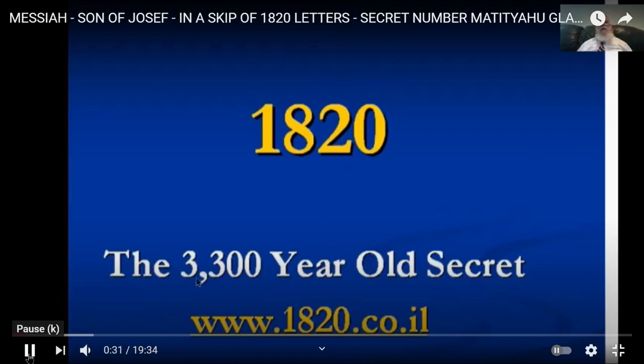As you see, it is a 3,300-year-old secret. You can see everything about it at www.1820.co.il. But I will show you some of the most important ones before seeing the table. Son of Joseph appears every 1820.